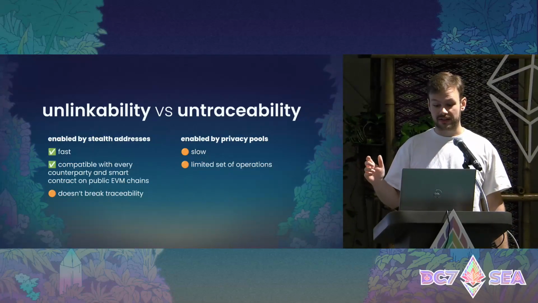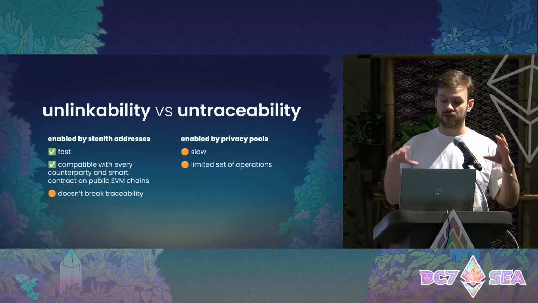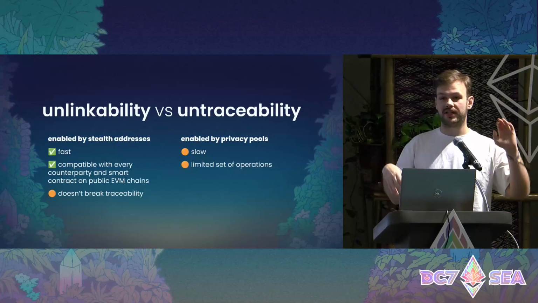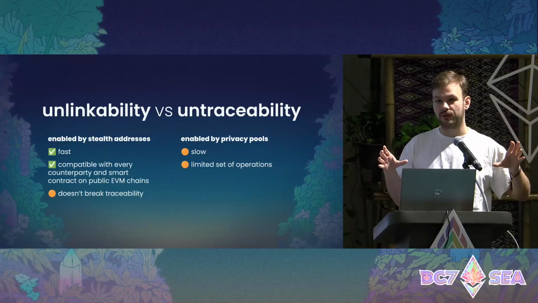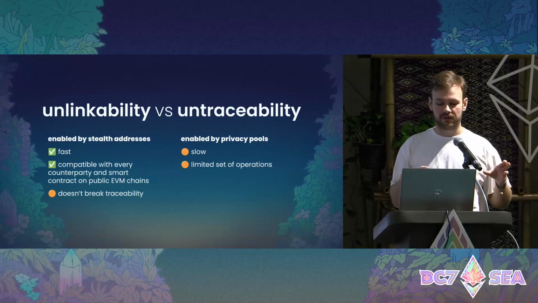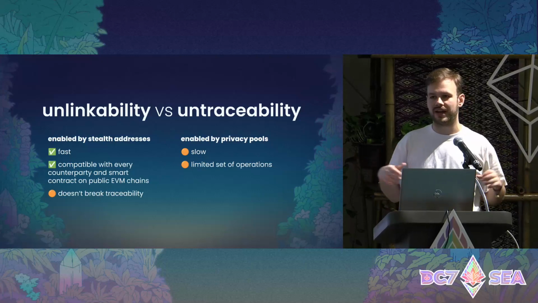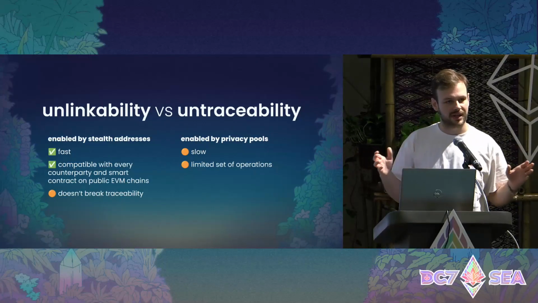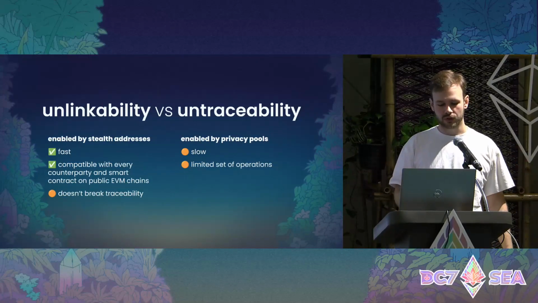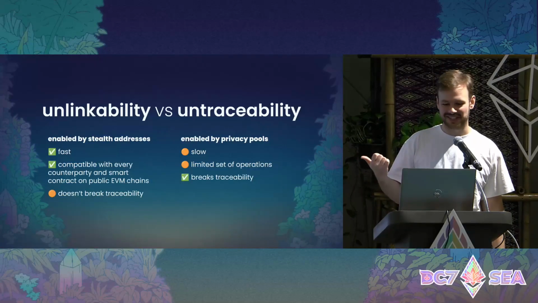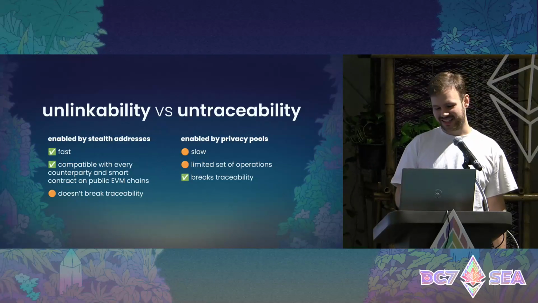The second thing is that you have a limited set of operations you can do within a privacy pool, right? So you can maybe send money to others, but they also need to be part of that system. And in systems like Railgun, for example, you can do swaps and a few other things, but you can't interact with every contract on an EVM chain just like you would with a normal address. And so that's another downside there. The plus side is that it breaks traceability. So that's the really big plus side on that side.